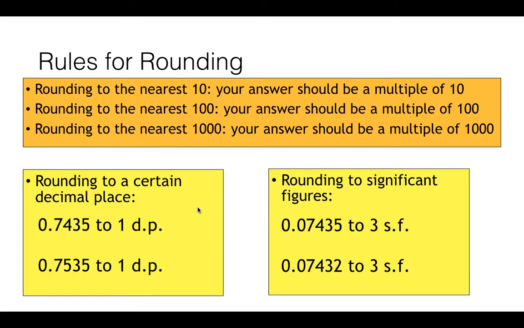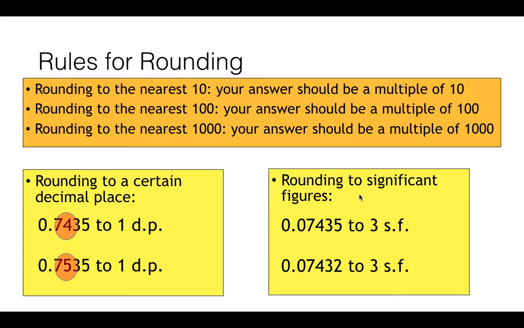If you're rounding to a certain decimal place, so for instance in this case we're rounding to 1 decimal place, you look at the figure before the one that you're interested in. So 1 decimal place, I'm interested in this figure here. We look at the one before. If it's less than 5, we round down. If it's 5 or above, we round up. So in this case, this would be 0.7. In this case, it would be 0.8.